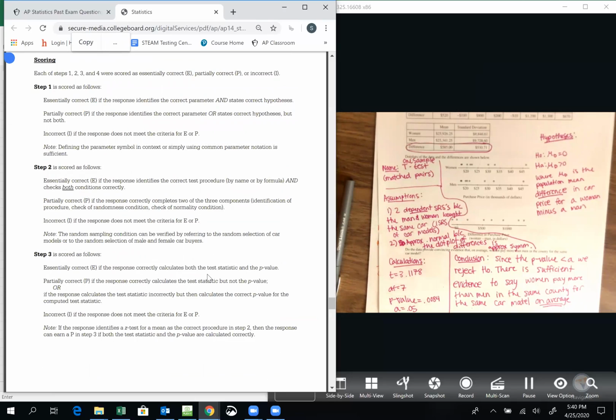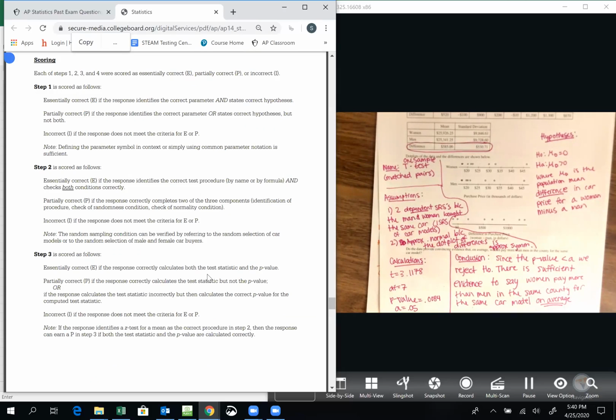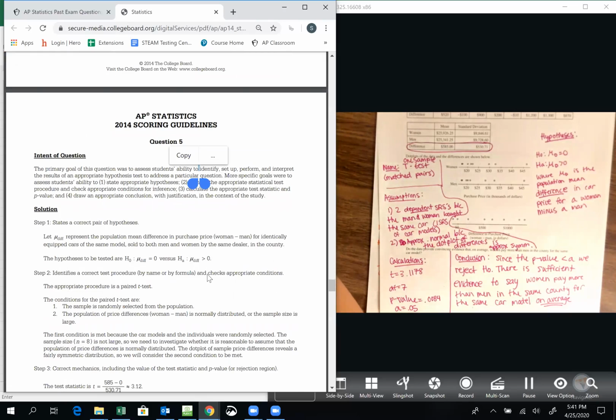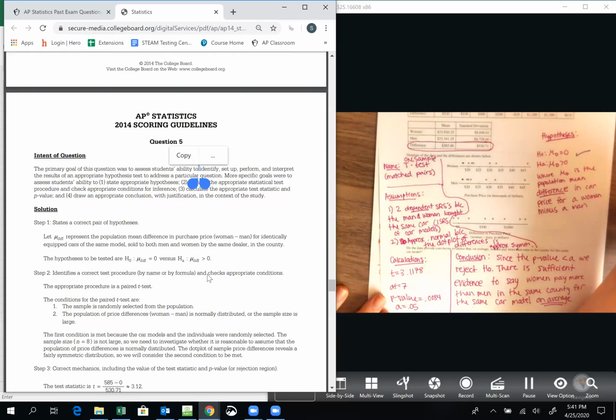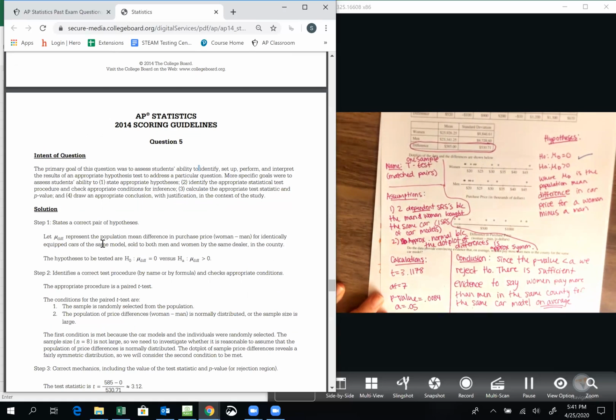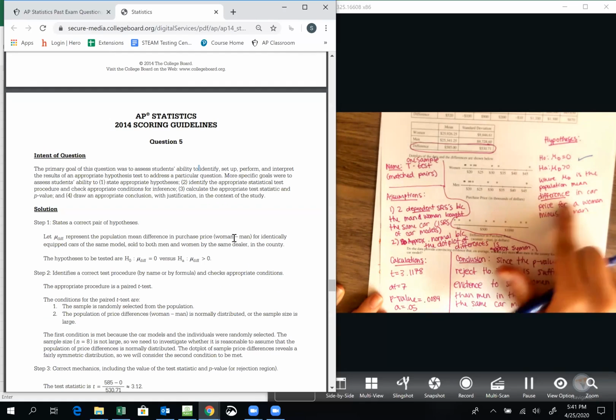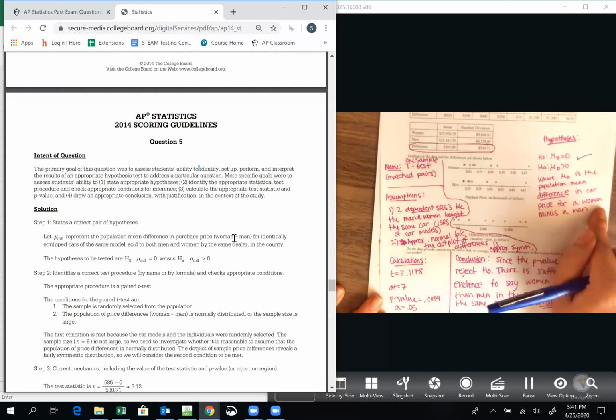Essentially correct if the response identifies the correct parameter and states correct hypotheses, but not both. What? That's partially correct. Essentially correct is if you state the correct parameter and the correct hypotheses. Let's just double check that I'm consistent with what they said, which I'm sure I am. There's my correct hypotheses. The mu difference, or mu D is what I called it, represent the population mean difference in purchase price, woman minus man. So where mu D is the population mean difference in car purchase price for a woman minus a man. Make sure you say which way it's being subtracted.